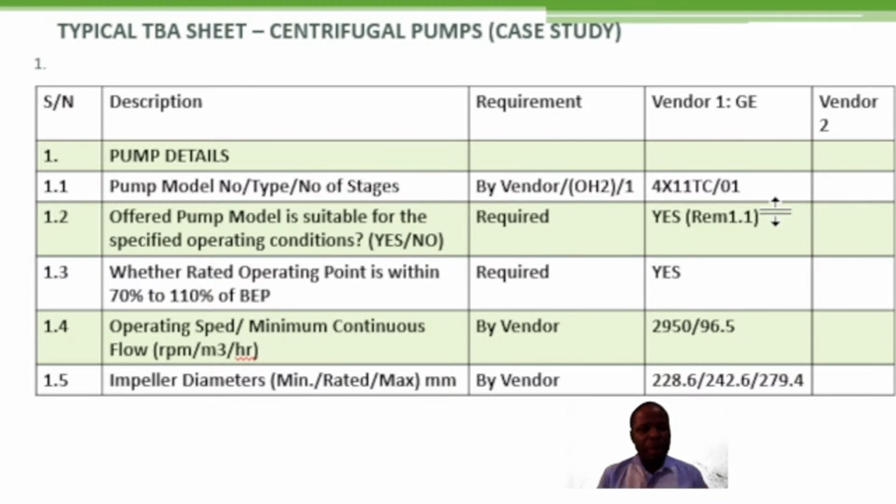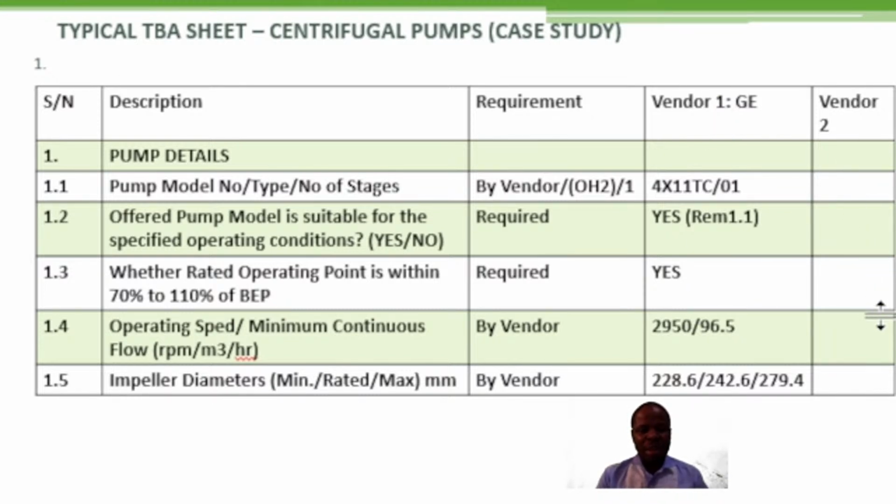So, the rated operating point, is it within 70% to 110% of the best efficiency point flow rate? The best efficiency point flow rate is actually the flow rate at which the centrifugal pump has the maximum efficiency. So the pump this particular vendor is about to supply to you, is the rated operating point within the 70 to 110% of the best efficiency point flow rate? If it is yes, you will indicate yes under a particular vendor. So for vendor 1, yes.